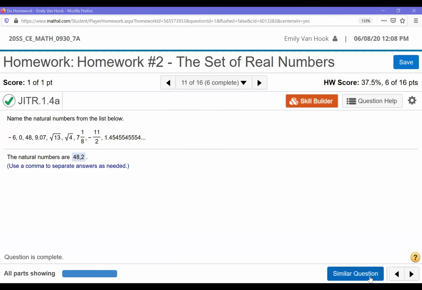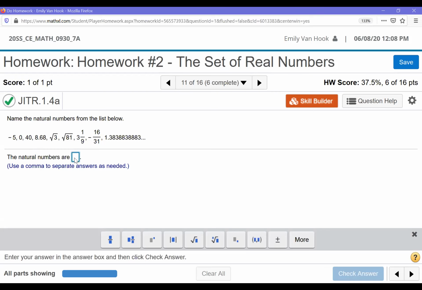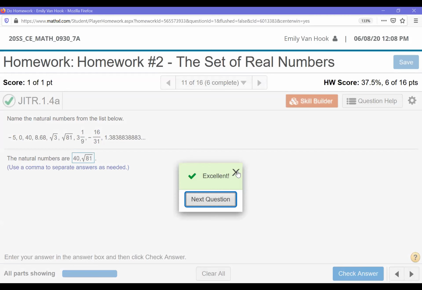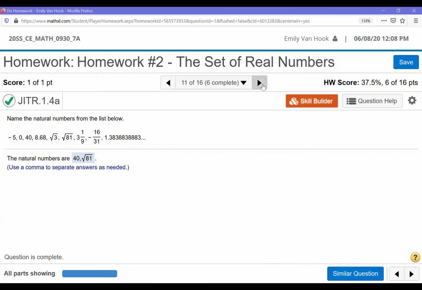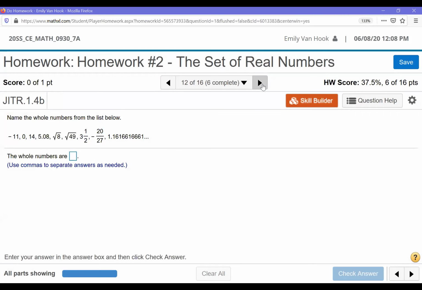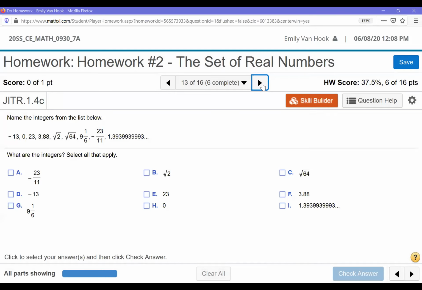Now I'm going to do a similar question just to see. I just reshuffled the numbers. I click similar question down here. Natural numbers, this time it would be 40. And if I want to type the square root of 81, I can click on this square root button and then type 81. So it looks like you can simplify the square root or you don't have to. Either one is fine for those natural numbers. Whole numbers, same idea. Integers, we get to check from a list.